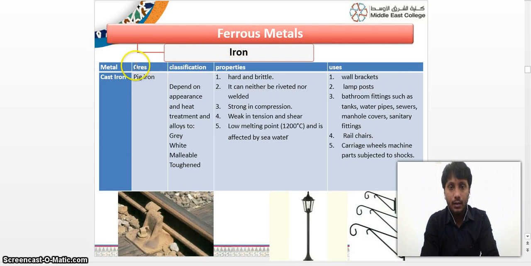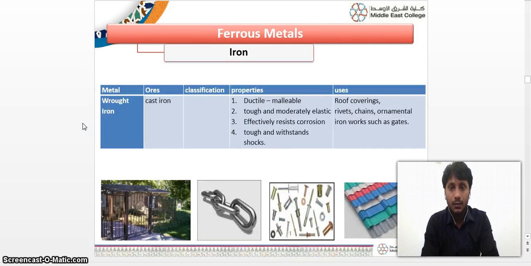Among ferrous metals, we have another one, cast iron. So you go through this: what the ores are, what the classification is, what the properties are and what the uses of cast iron are. Then wrought iron. Cast iron is the ore. So these are the properties and these are the uses.